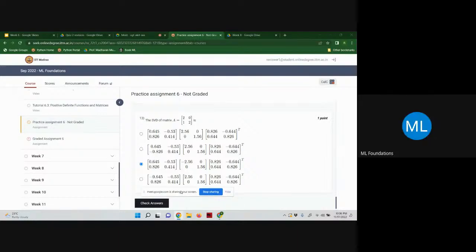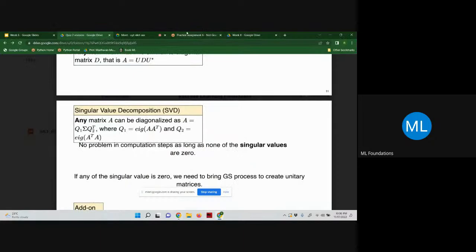Yeah. So in the lecture, there was another way shown, which was computing AX divided by the singular value. Basically, if you know one, then you can find the other vectors. That is, if you have computed for A transpose, you can find the other ones, or vice versa. Yeah, you can use that one too.